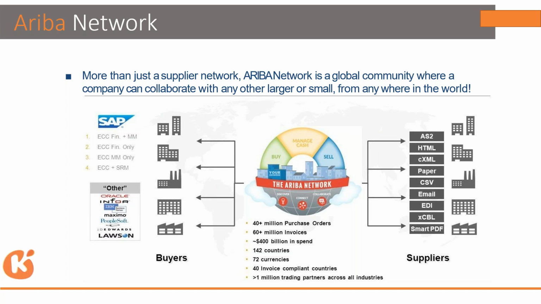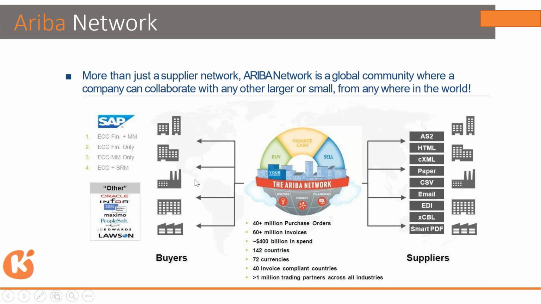If you see this, there are multiple buyers. It means multiple companies are involved who want to do procurement. Most companies have SAP installed with them, and that's the reason it has been shown here: SAP MM, SAP Finance, SAP ECC MM, or SAP ECC MM plus SRM. This depicts that all these things can be collaborated with SAP Ariba.